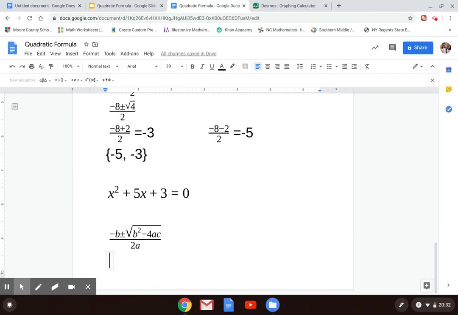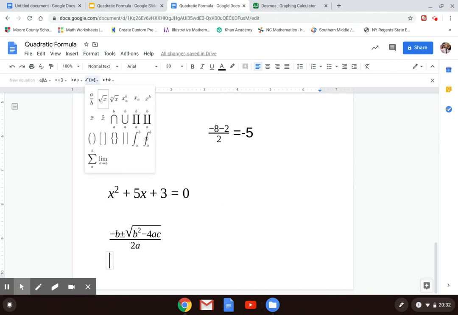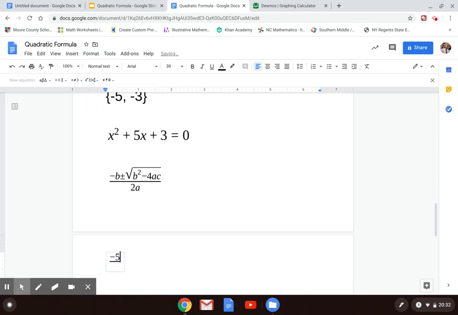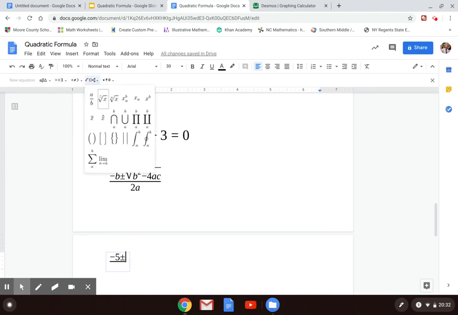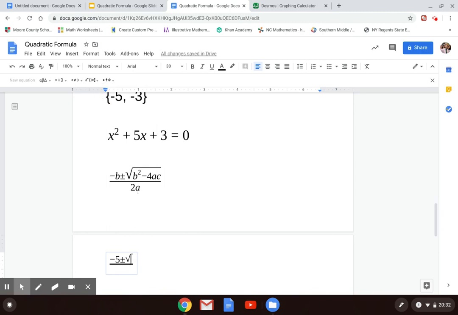So my b value is 5, so that's going to be a negative 5. I forgot my fraction. So it's going to be negative 5, and then right up here is going to be plus or minus the square root of negative 5 squared minus 4 times 1 times 3. And then all of that's going to be divided by 2 times 1, all that over 2a.